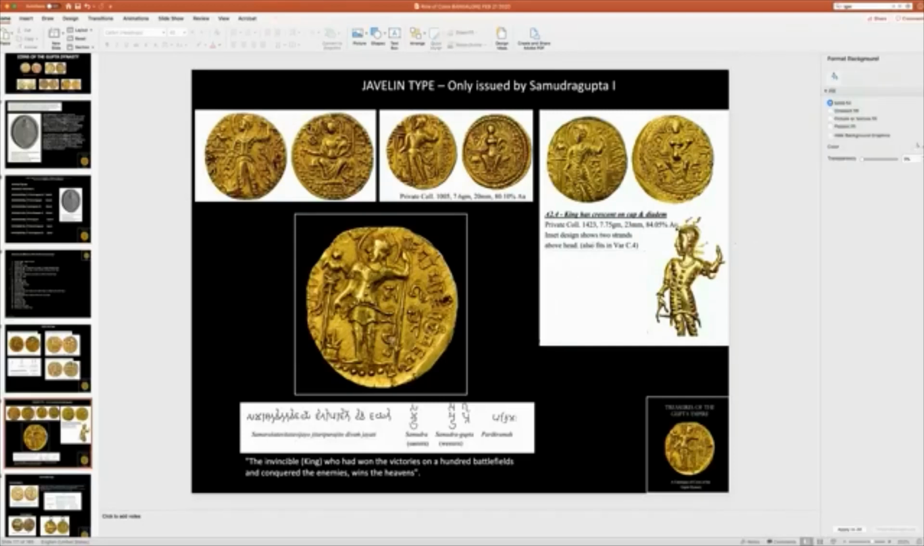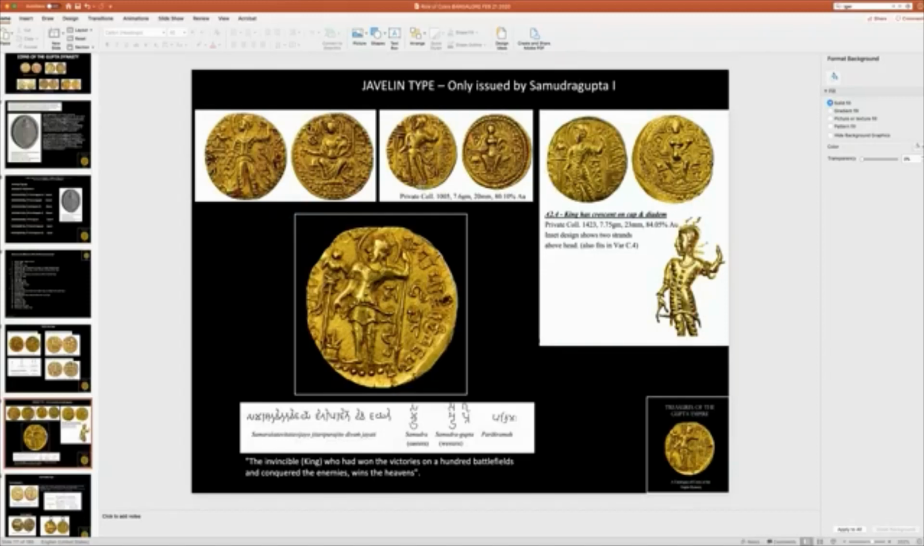That is why it's important for everybody to understand that the design of a coin can be very different and yet be a Gupta issue. And the reason I mention that is if you look at this coin here, this is a javelin type of Samudragupta. And by the way, javelin type coins were only issued by Samudragupta I. The reason I say Samudragupta I is because later we find a coin issued by another Samudragupta, a hundred-some years later. We call him Samudragupta II.